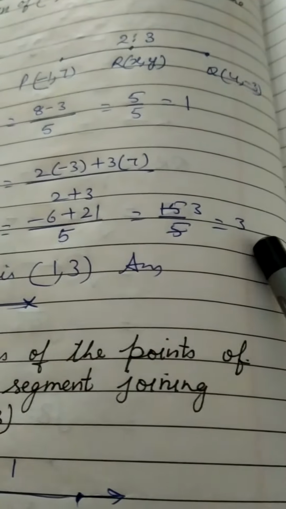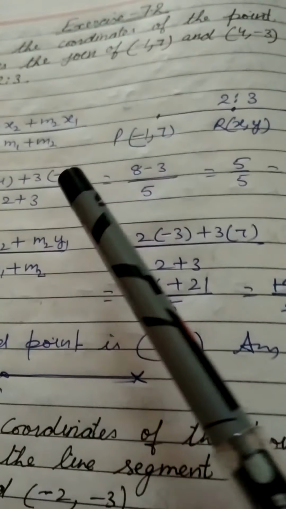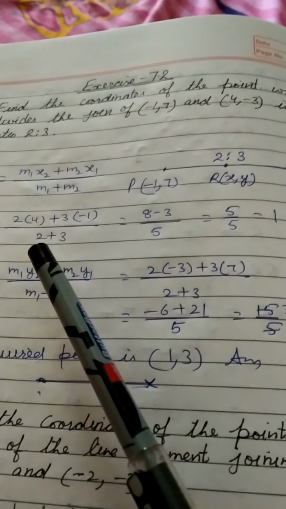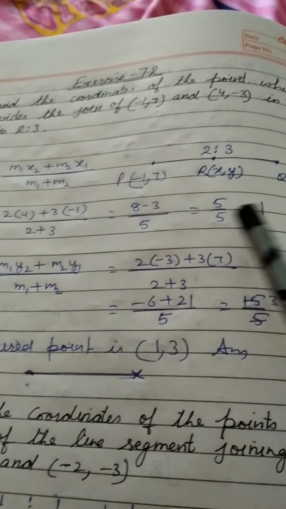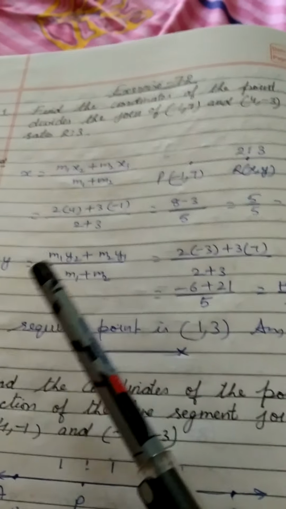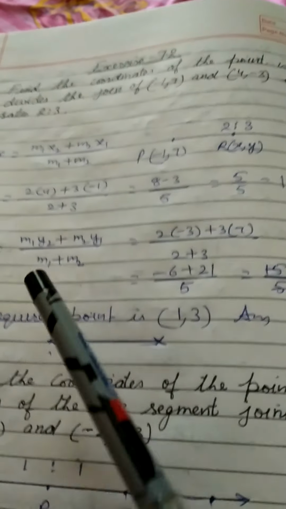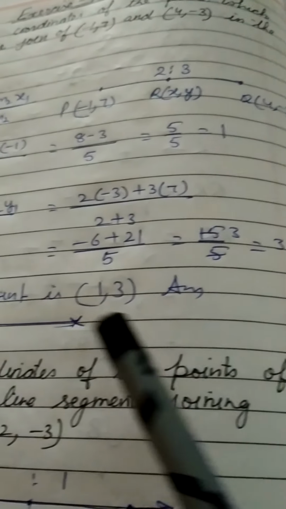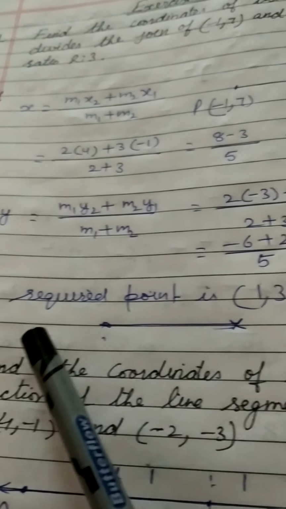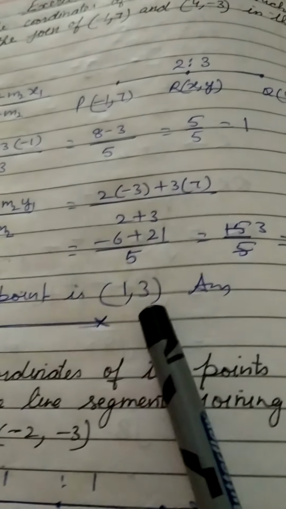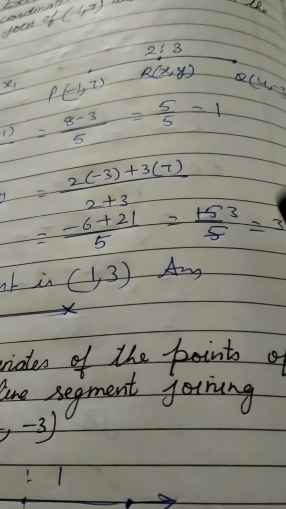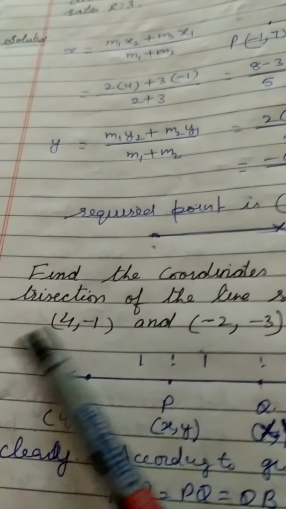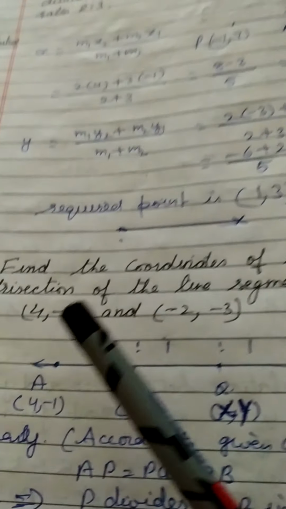Then on solving, we get y as 3, and on solving for x we get x is equal to 1. Then the required point is (1, 3). First we write the x coordinate, then we write the y coordinate: (1, 3). Then the next question is question number 2.